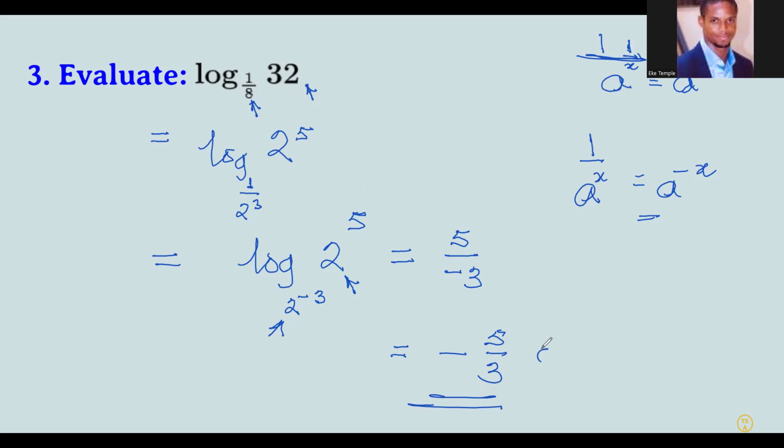Or do you prefer the mixed fraction? Negative 3 divided into 5, 1 whole number, the remainder 2 over 3, our final answer. Very simple. All right, so let's take on the next example.